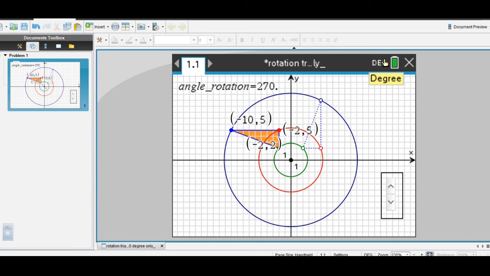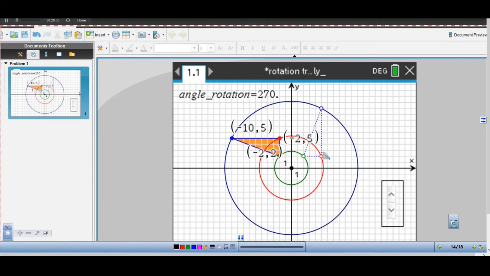So let's take a look at what we have here and see if we can come up with the rule, and then we'll draw it. We'll do this one in the reverse order. We've been drawing it and then coming up with the rule. Well, let's come up with the rule and then use that to help us draw it. So we have our red point. Our red point was 5, 2. And now our red point is negative 2, 5.